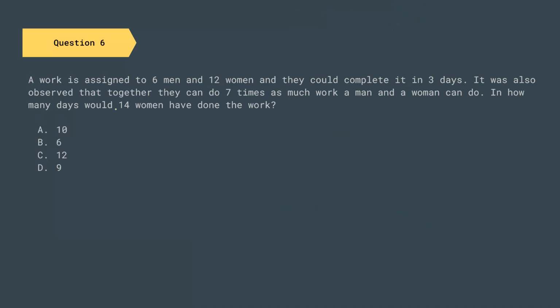This is a question from time and work. A work is assigned to six men and 12 women, and they could complete it in 3 days. And there is an important formula that you should remember. The formula is: number of men, or the number of persons working, times the efficiency of each worker, times the time taken, is equal to work done. Always remember that this is an important formula.